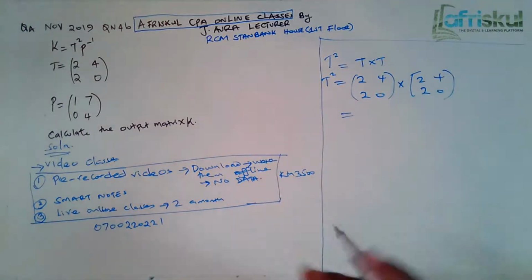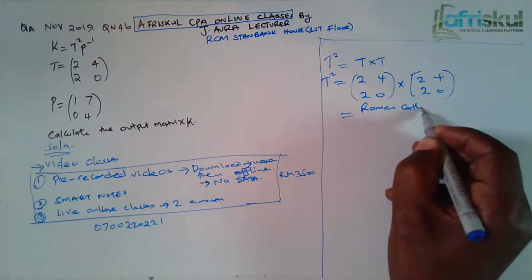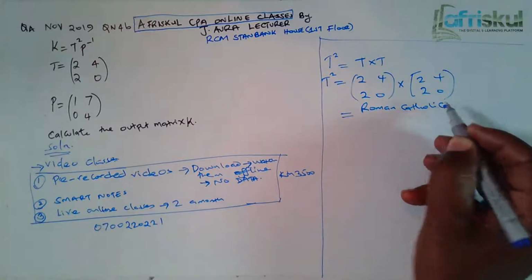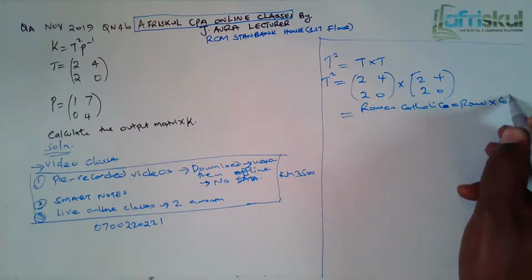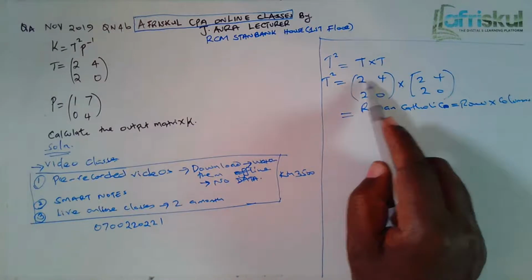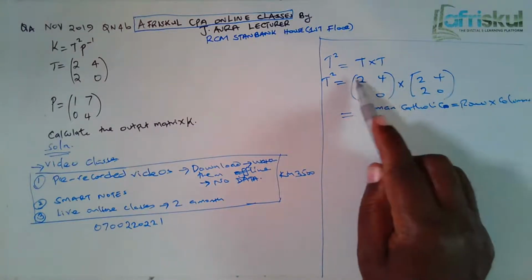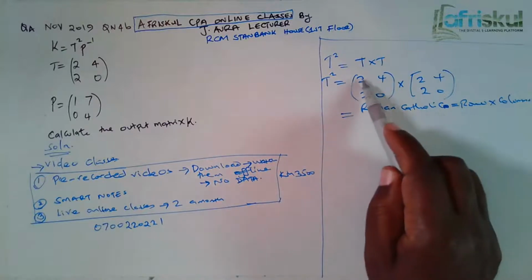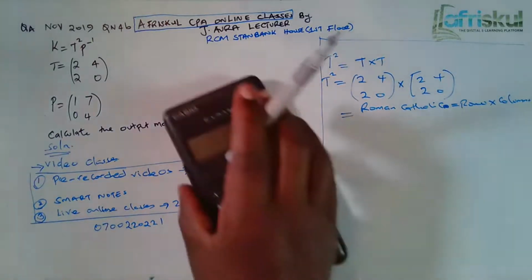While multiplying, we normally make use of what we call rows multiplied by columns. A row of the first matrix multiplies columns of the second matrix. Row 1 multiplies column 1. How do we do it? First one is multiplied plus second one is multiplied. So get your calculator with me there.